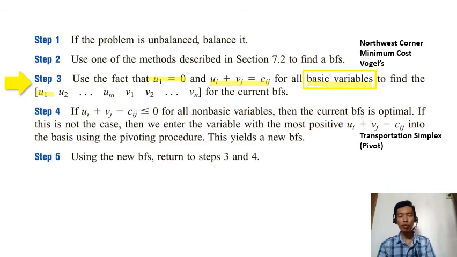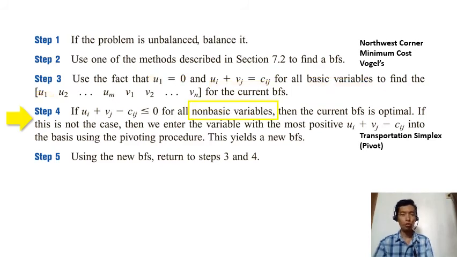Now we are going on to step 4, and make sure you notice that step 3 is all about basic variables, but step 4 is all about non-basic variables. So what we are going to do in step 4 is, for all non-basic variables, check if ui plus vj minus cij is less than or equal to 0. If that is the case, then we have an optimal BFS. If that is not the case, then our current solution is not optimal yet. Please remember that we check this condition only for non-basic variables, because for the basic variables, it must equal exactly 0, which we have done in step 3.